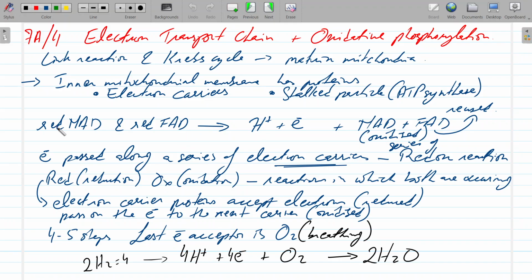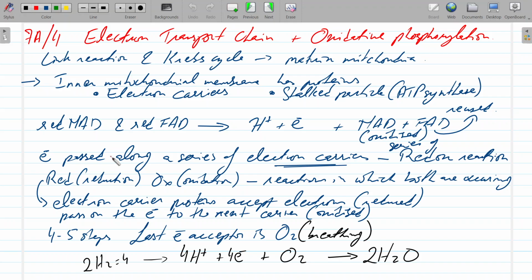Now what happens over here is the reduced NAD and reduced FAD come in, and they give up the hydrogen that they picked up, and the hydrogen is broken up as a proton and an electron. And then the NAD and FAD are oxidized again back to the way they were, and those go back to be reused in the process of respiration.